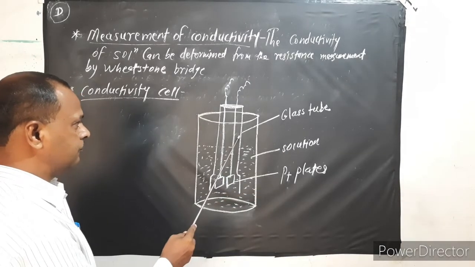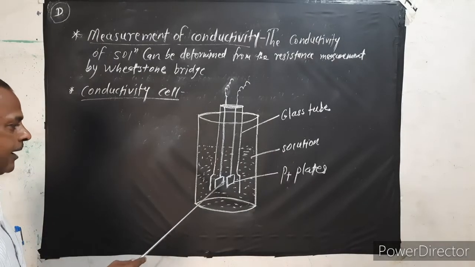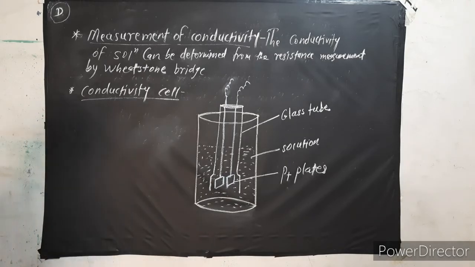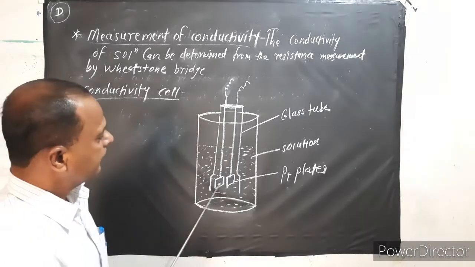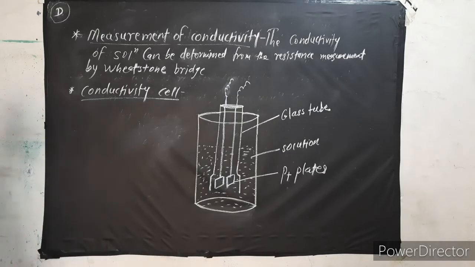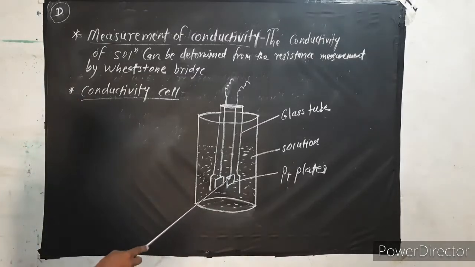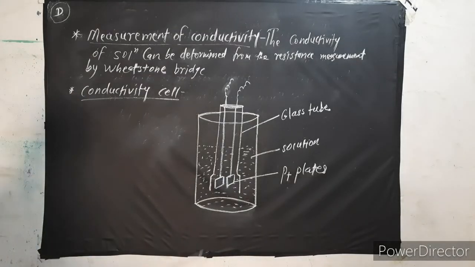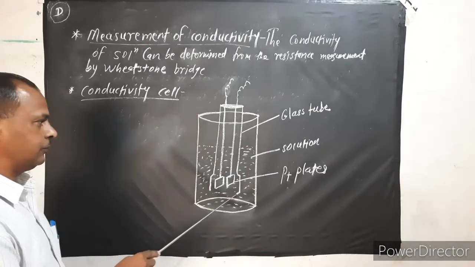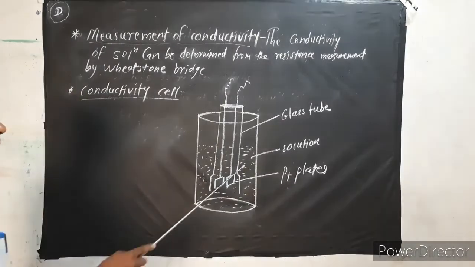Look here. It is one glass tube. This glass tube consists of two platinum plates which are coated with finely divided platinum black. Now this platinum black is achieved by the electrolysis of an aqueous solution of chloroplatinic acid, which is also called hexachloroplatinic acid. So this is platinum black. Now this conductivity cell is dipped in the solution, the solution whose resistance you have to measure.